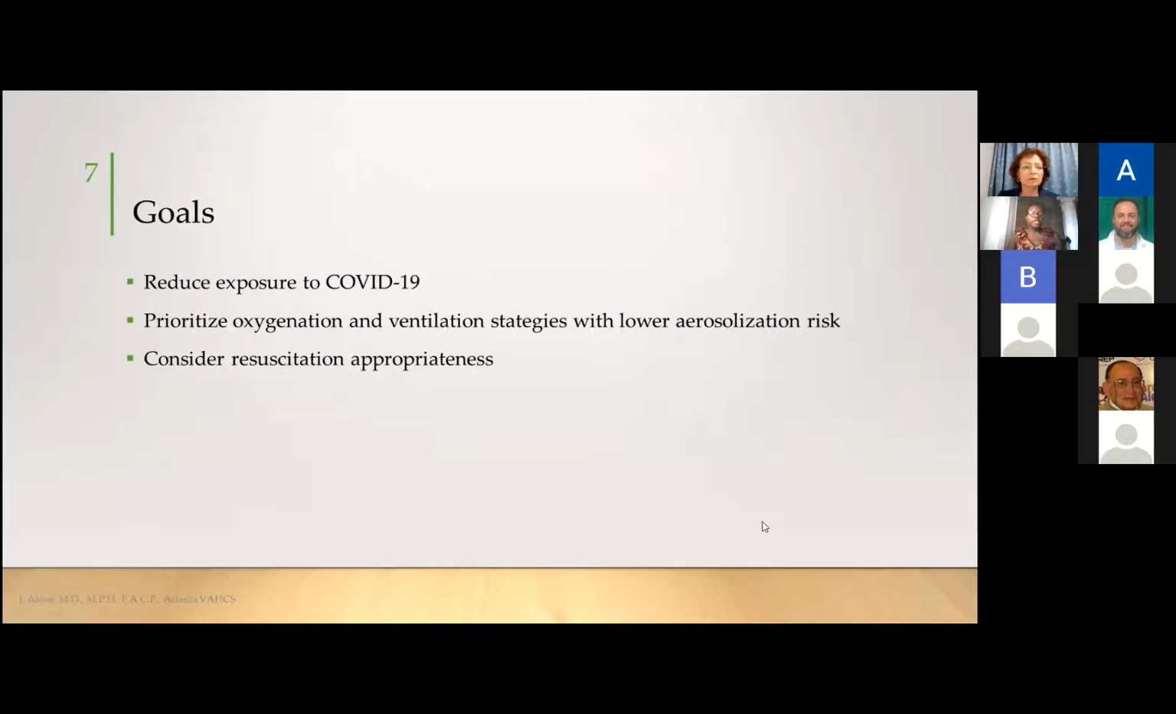Thirdly, you want to consider resuscitation appropriateness. This is a topic which has been very controversial, and we can discuss this even further.